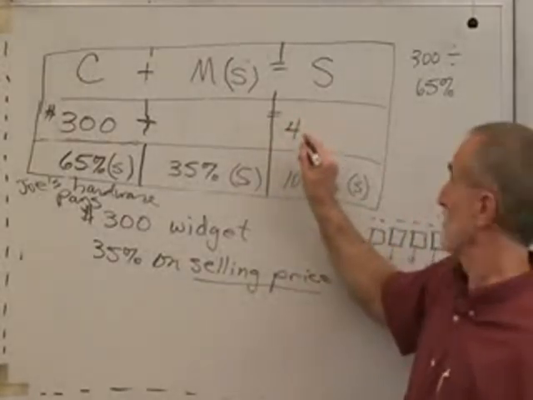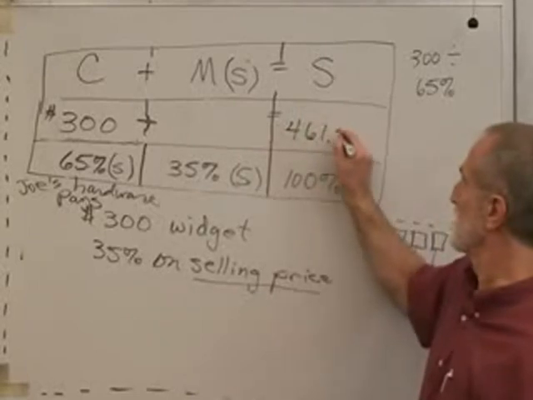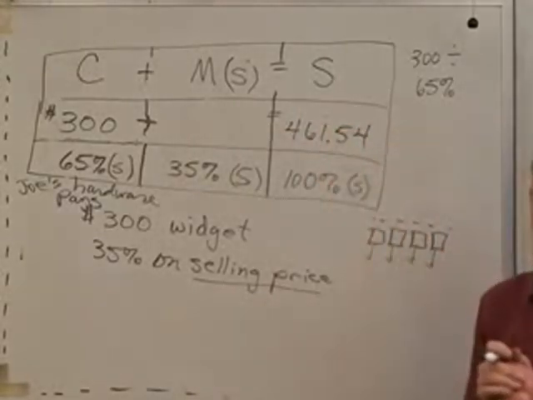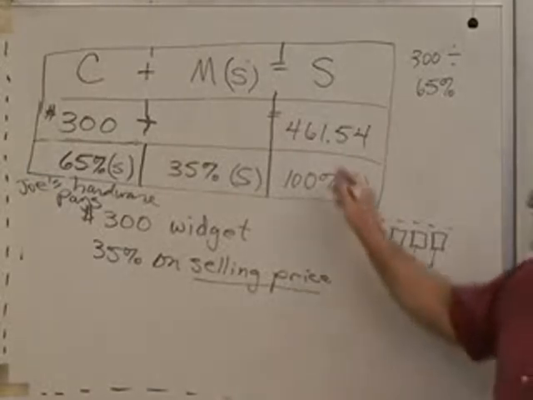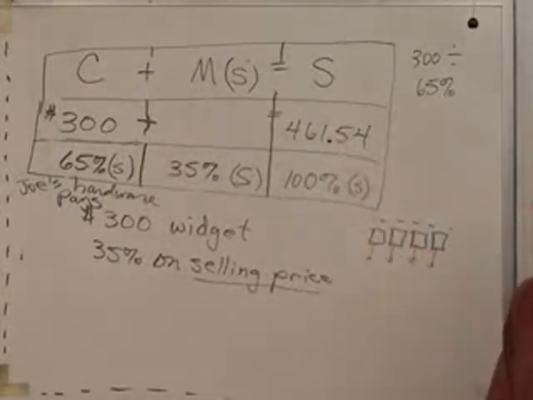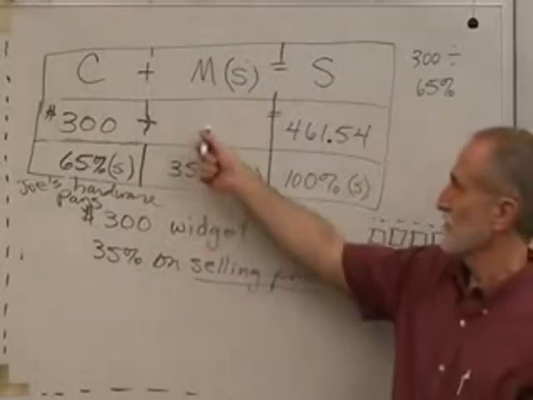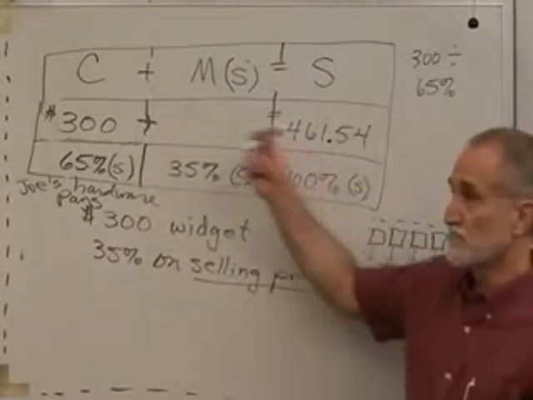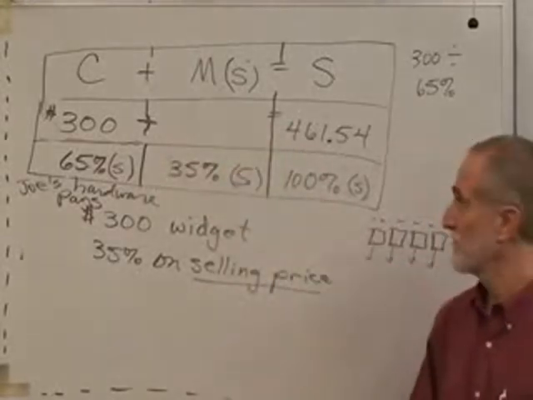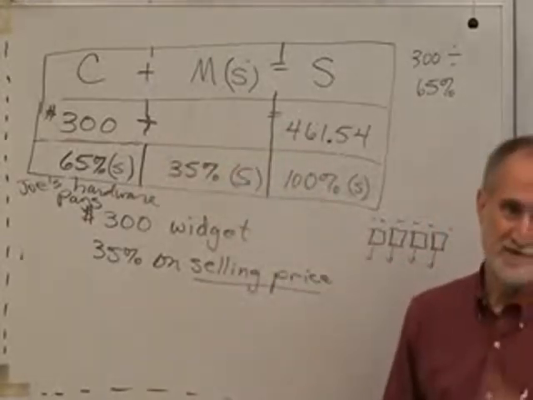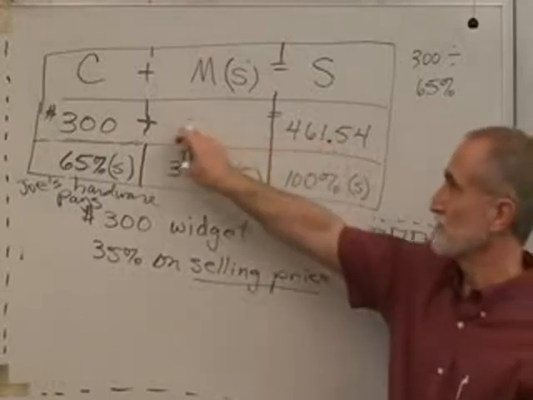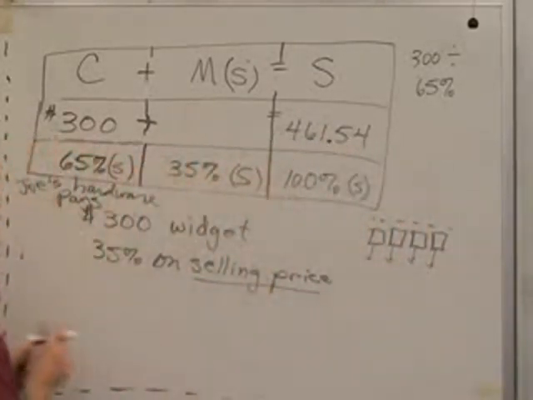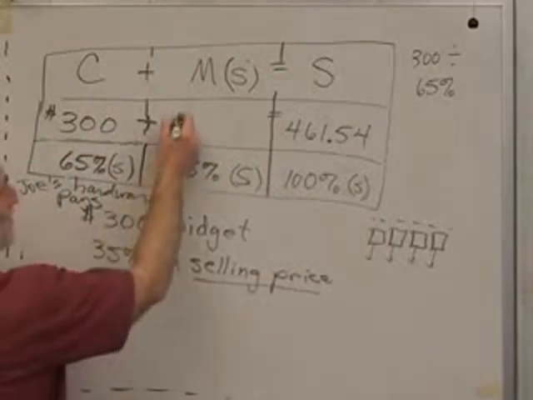461.54? All right, thank you. Does that look good to everybody? 461.54 to the nearest penny. Now, if they asked us what's the dollar markup, we could just subtract, couldn't we? And that's what we should do. Once we find this, we should subtract so that everything is exact to the penny. So let's subtract, and we'd get 161.54.